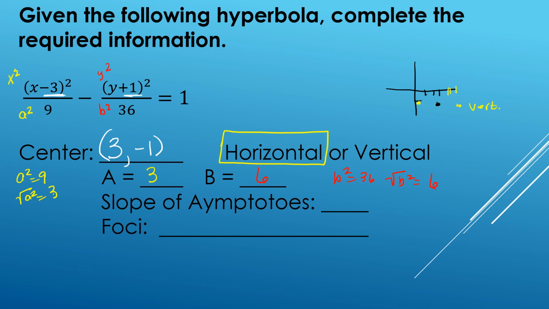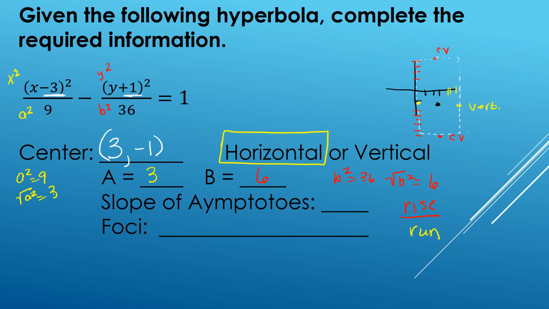Okay, if I go up and down 6, so 1, 2, 3, 4, 5, 6, there is a co-vertex, and way down here is another co-vertex. So if we were to sketch our little box that helps us do our graph and connect our co-vertices and vertices with a box going all around my center, you can determine your rise always over your run.